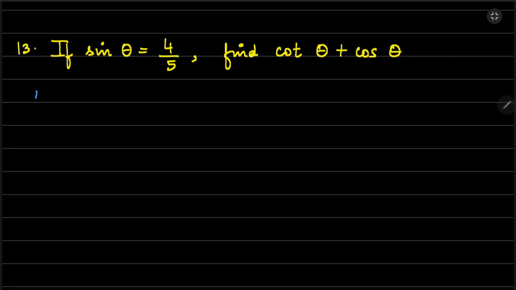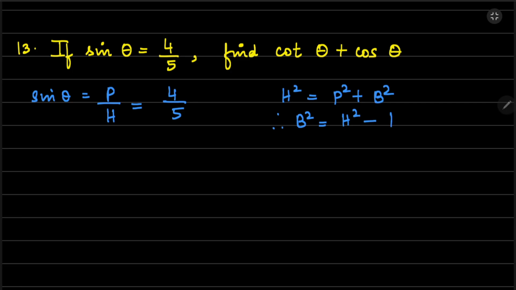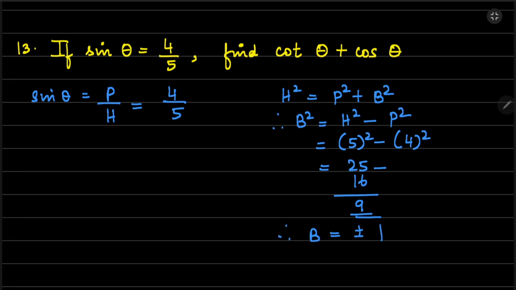You are given sine theta. So what is sine theta? It is P by H. It's equal to 4 by 5. Let us calculate our base. So h square equal to P square plus B square. Therefore, base square equal to h square minus P square. What is h square? 5 square minus 4 square. 25 minus 16. So you will get 9. Therefore, B is equal to plus or minus root of 9, which is nothing but 3.